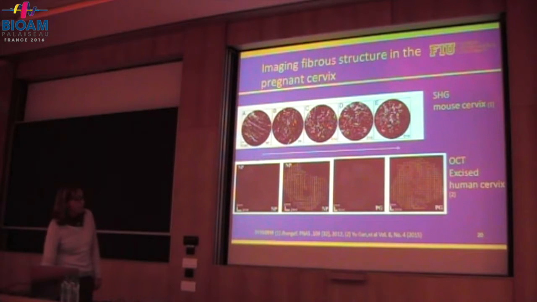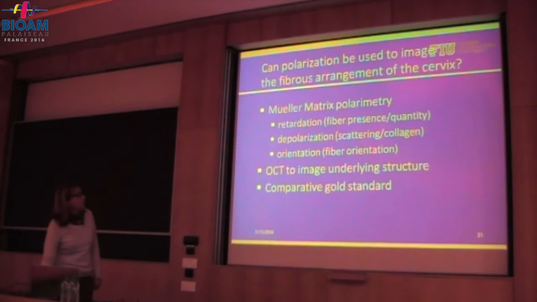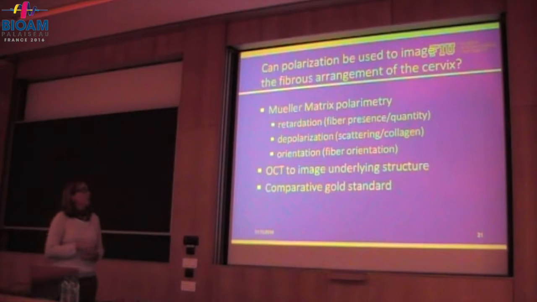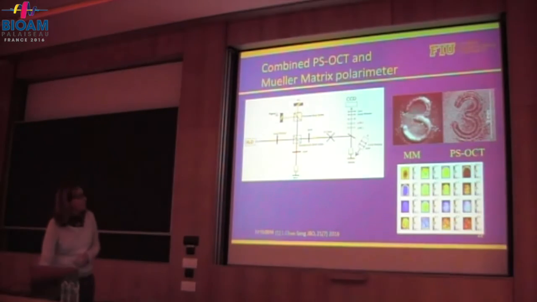And they've done so in the excised human cervix. So, obviously, in such an oriented collagenous arrangement, we realized that Mueller matrix polarimetry could be used to find this fibrous orientation, but also retardation, in the sense of quantity of fibers, and depolarization to look at collagen and scattering. Right now, I'll focus on orientation. We decided to use OCT as well to compare our results with Gunn's group.